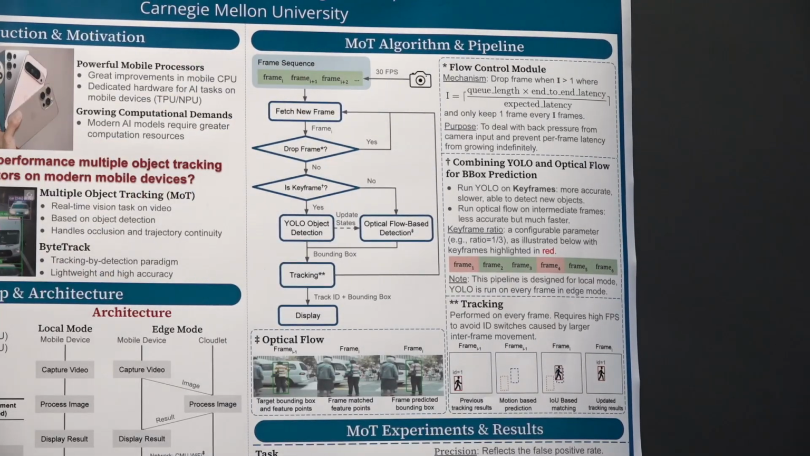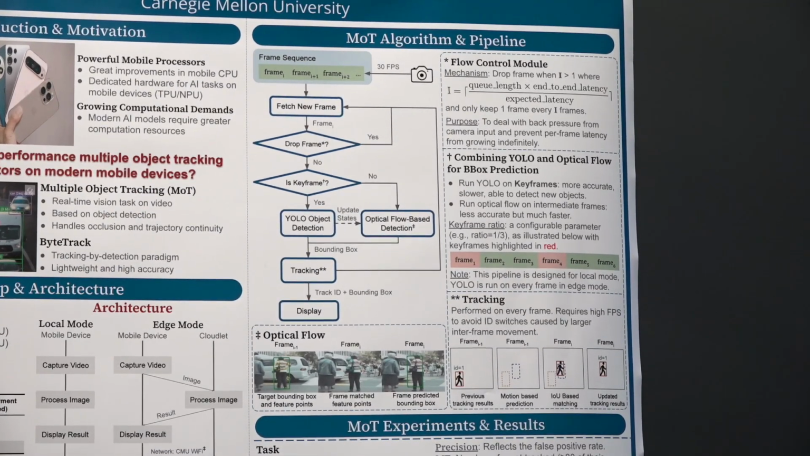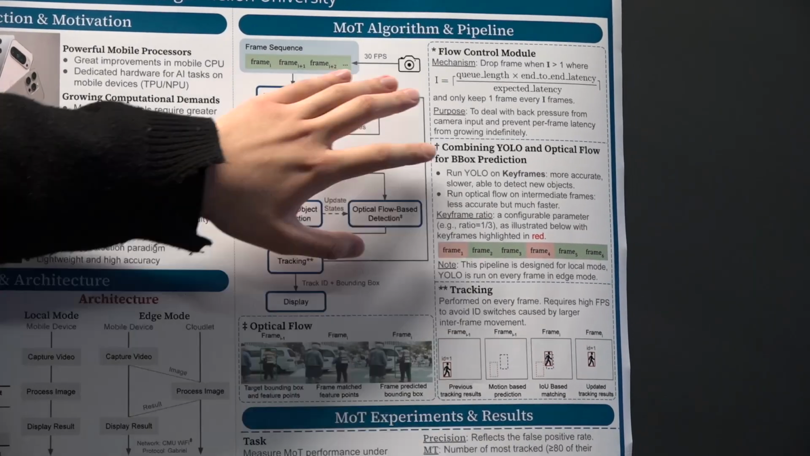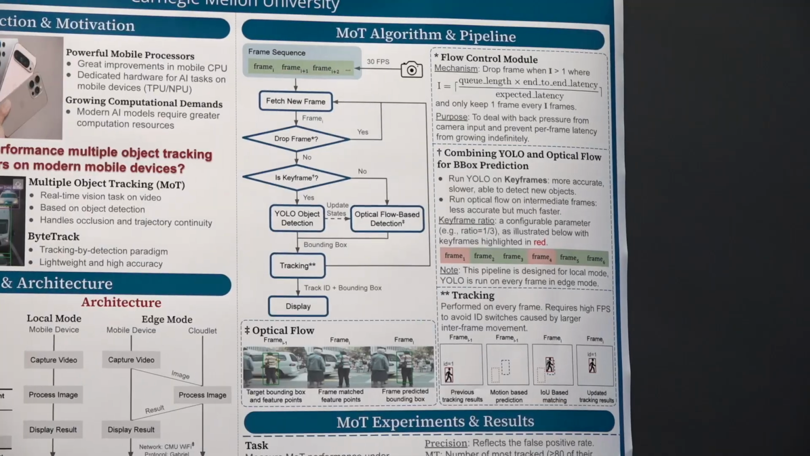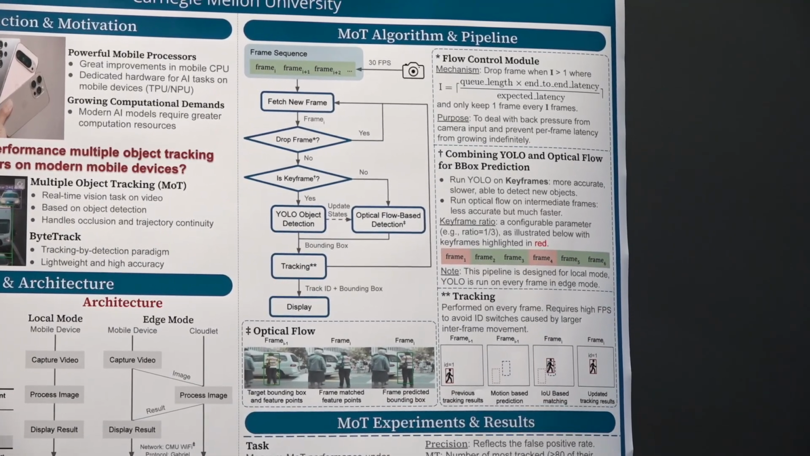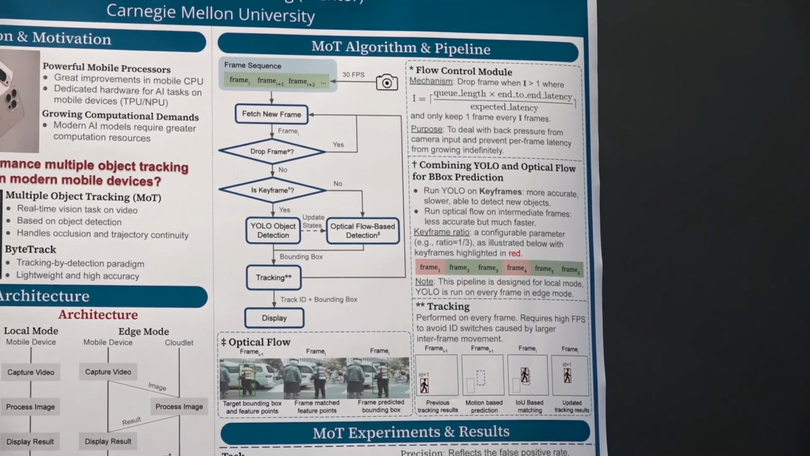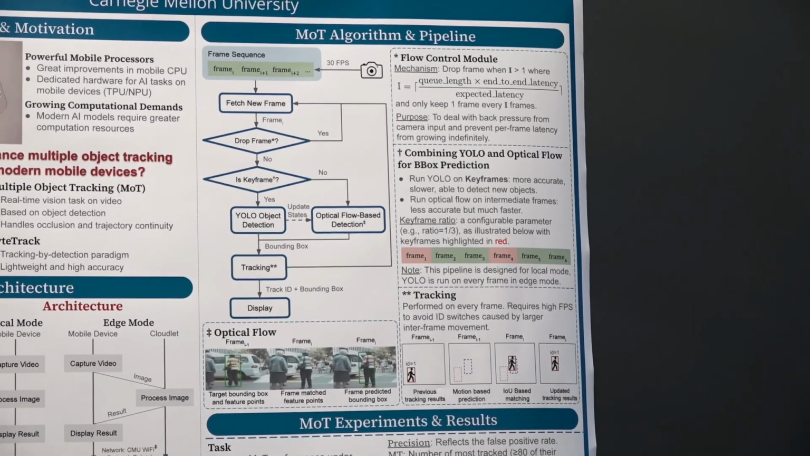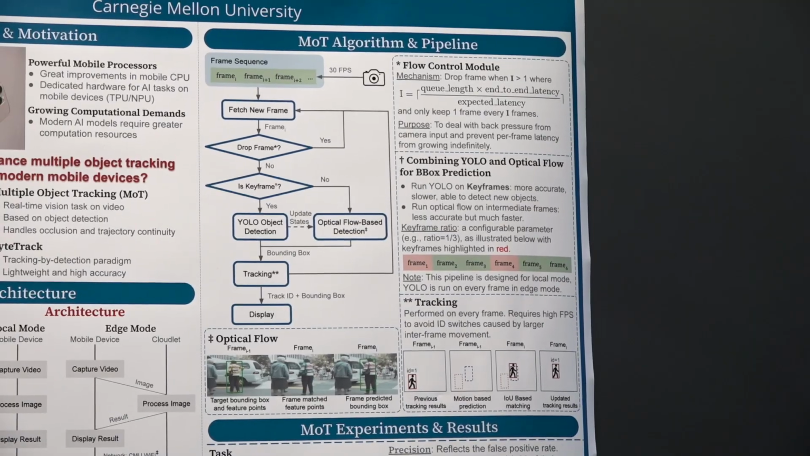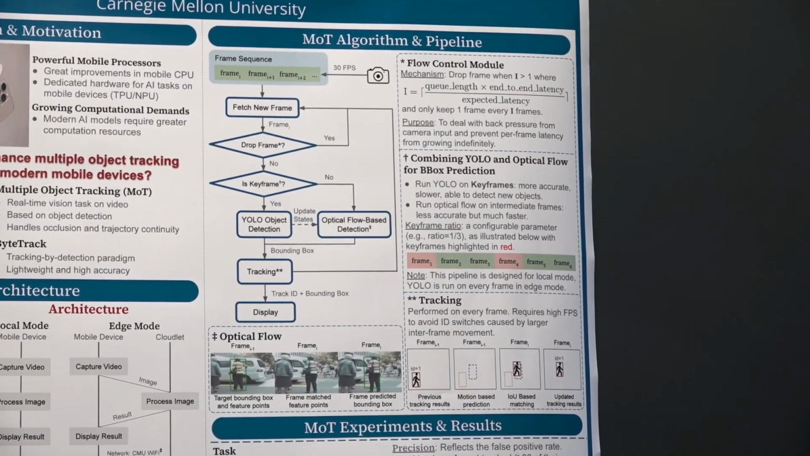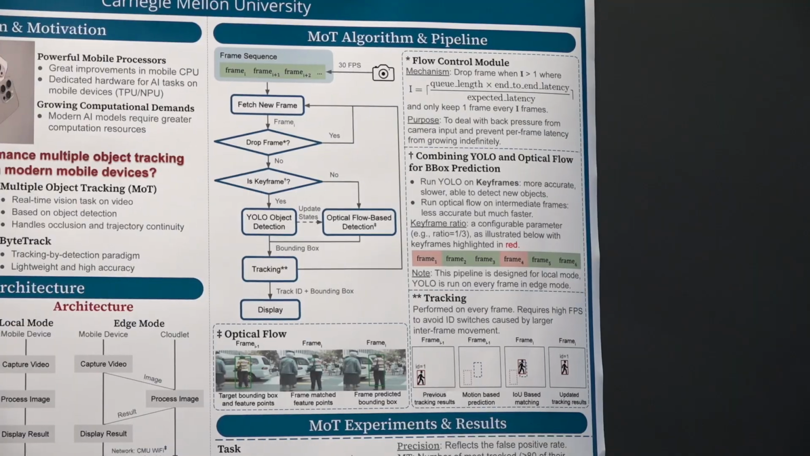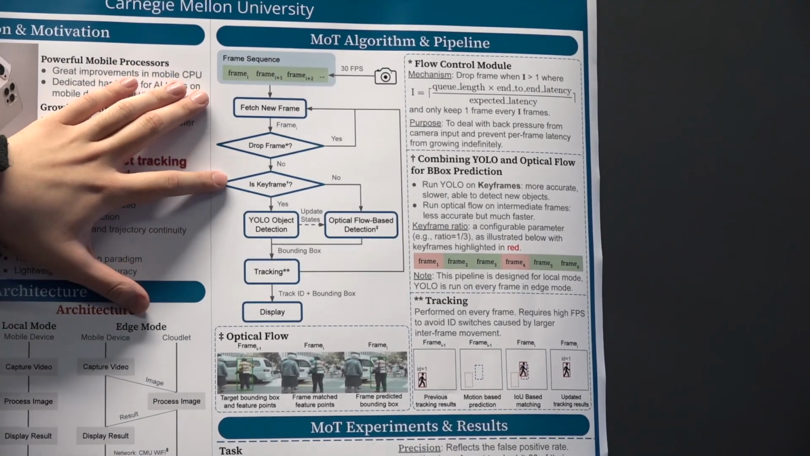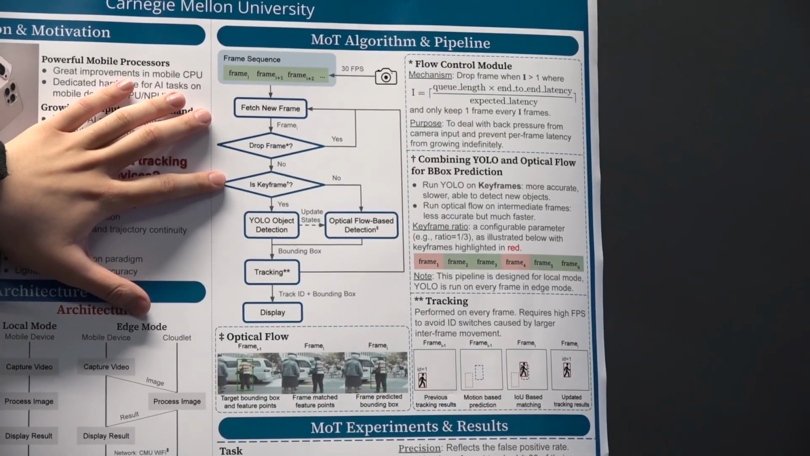The purpose of this is to deal with the back pressure from the camera input and prevent the per-frame latency from growing indefinitely. In this equation, we combine the queue length and the end-to-end latency. The reason is that users are free to choose different models or different frame rates, and different setups will lead to different end-to-end latency. So if we only depend on the queue length or the end-to-end latency, we cannot drop frames effectively. If we decide to keep this frame, we then determine whether it is a key frame or not.